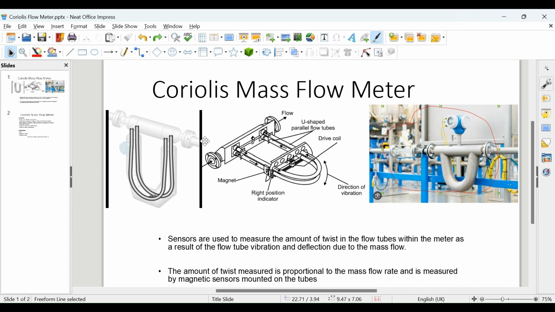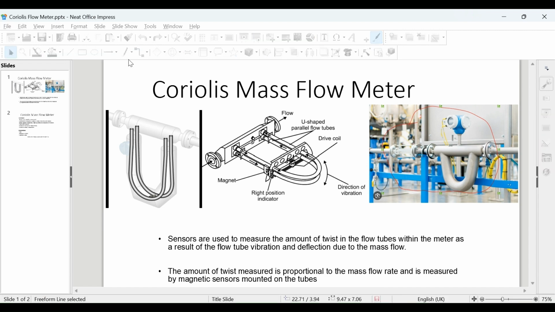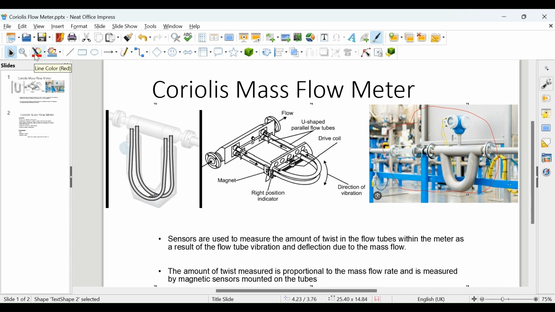On the left and middle pictures, I'm showing what's inside this thick tube. Inside there, you would usually have either one or two, as on these photos or pictures, or even sometimes four smaller tubes. In principle, you have a drive coil sitting in the middle. Let me also highlight it with a pen. That's your drive coil, which usually receives an AC signal and has a magnet as well.